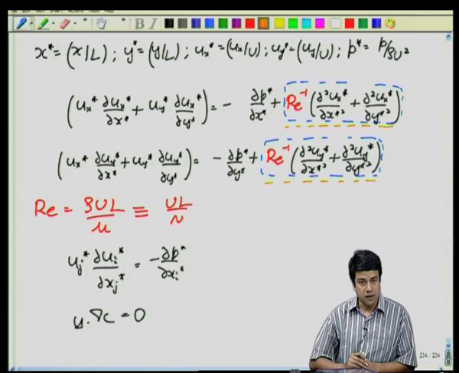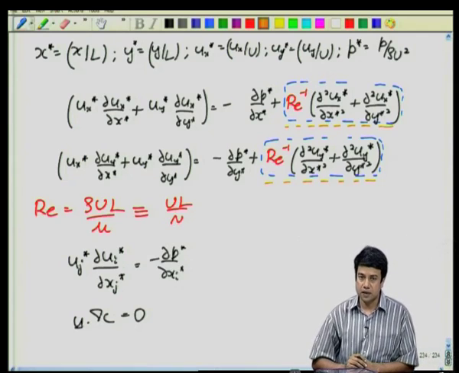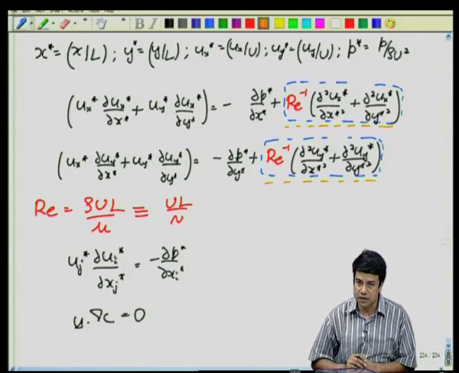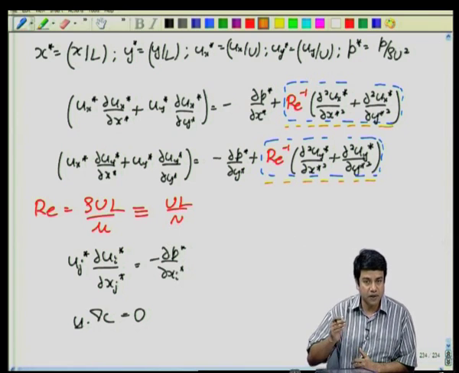The Reynolds number was calculated assuming that the relevant length scale is the length of the plate itself. That means that the relevant gradient goes as the mean velocity, the free stream velocity, divided by L.